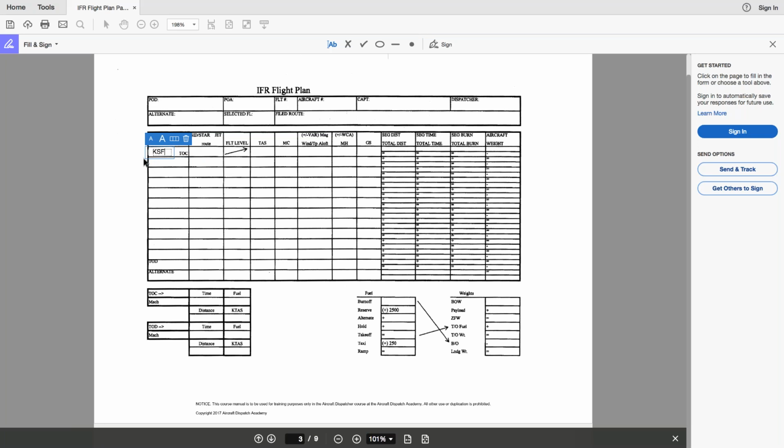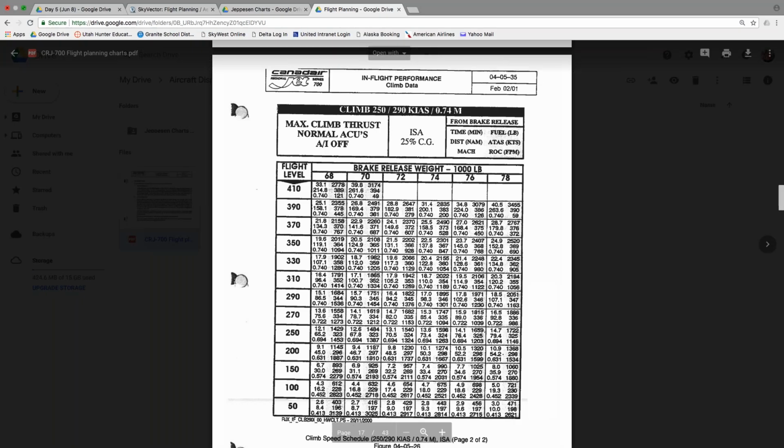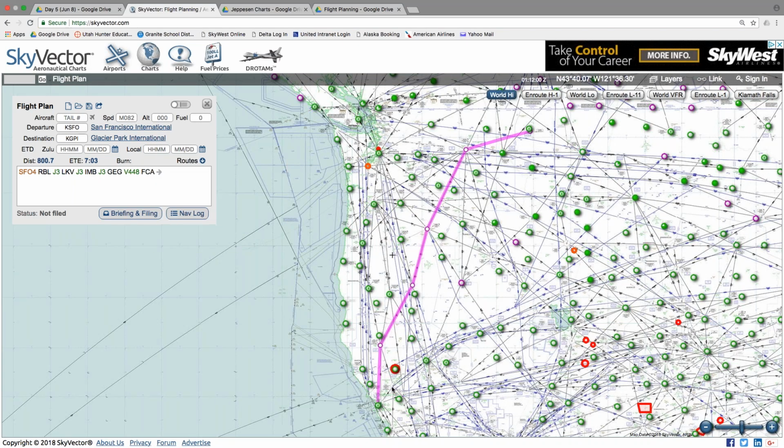So we got KSFO, our route. Okay. Our SID is this SFO4, right? Our true airspeed we use off of that chart, 403 knots. Our magnetic course. Okay. So we're just going to go to Skyvector.